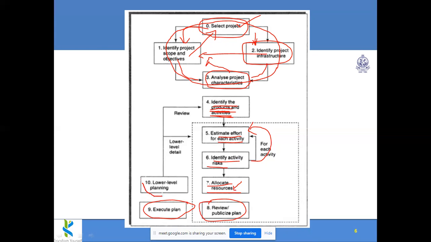And then while tracking, he may find some lower level planning that can also be improved in the proper execution. So that can also be given as an input for each of these activities, while identifying the activity and while estimating the effort for the activity in some steps, even while identifying the activity risks. So these will help lower level planning. That is a continuous one to be done parallelly along with the execution.